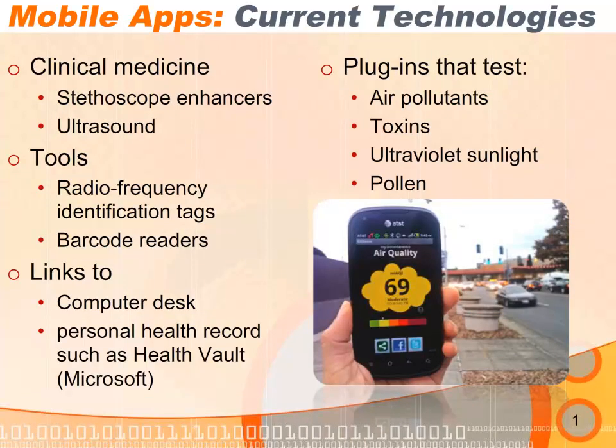This slide shows a variety of different technologies that have been added to work with your mobile phone. In clinical medicine, we've seen stethoscope enhancers and ultrasound attachments. We have tools such as barcode readers you can link to at your computer desk, or perhaps even your personal health record if you created those through Microsoft's HealthVault. We're starting to see plugins that test for different things, such as air pollutants, toxins, ultraviolet sunlight, pollen, and more.